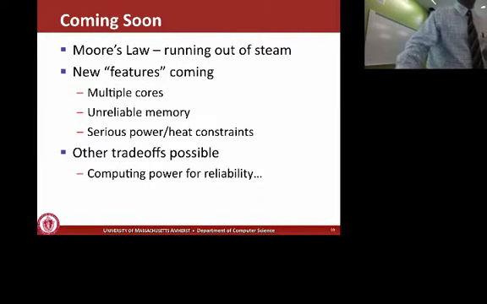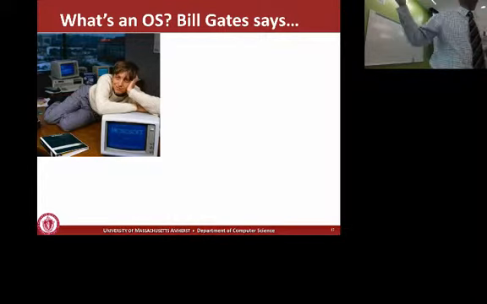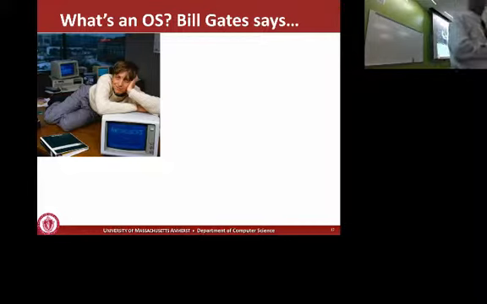That was just an old picture. This was just a sleazy looking picture of Bill Gates with his early DOS release from a long time ago.